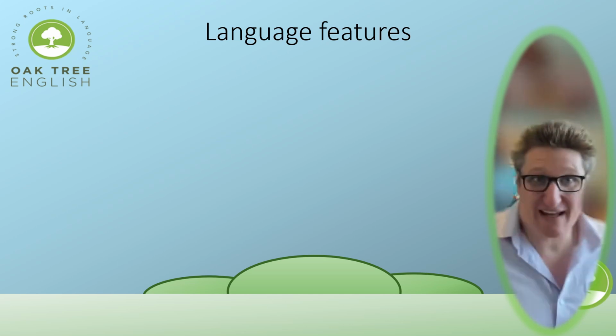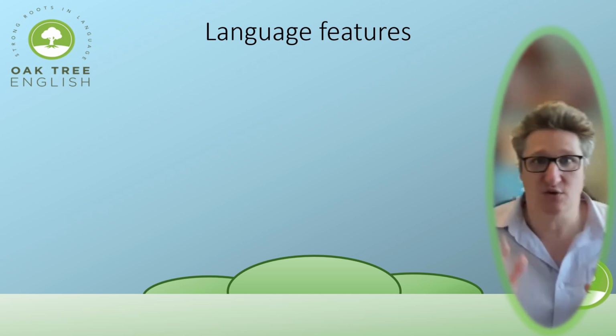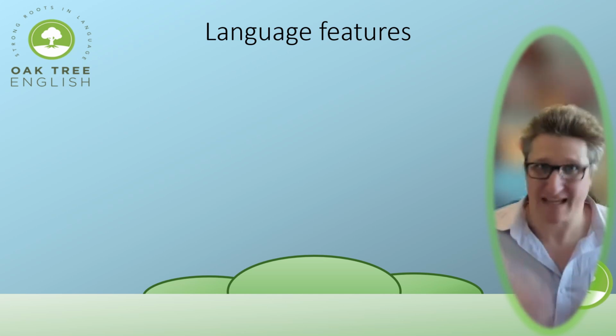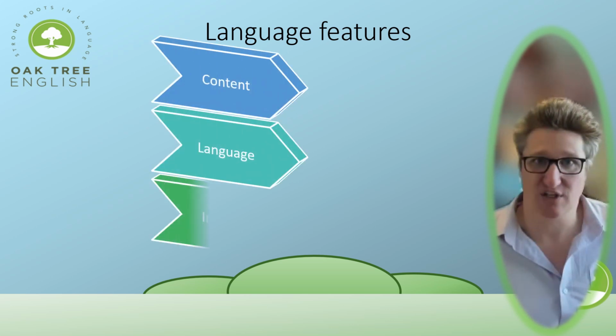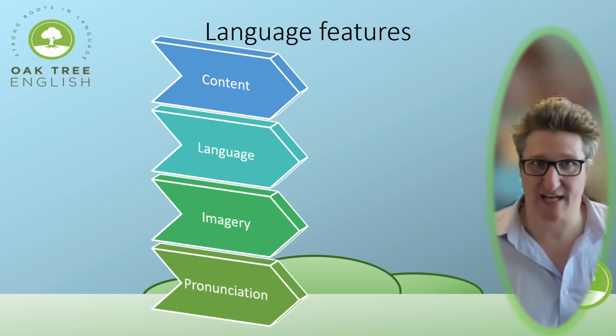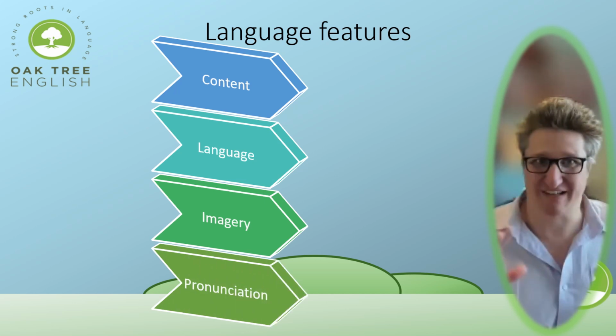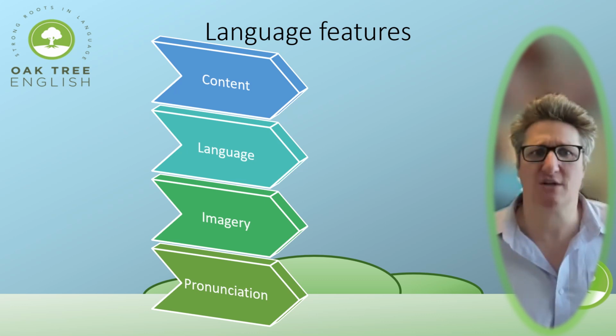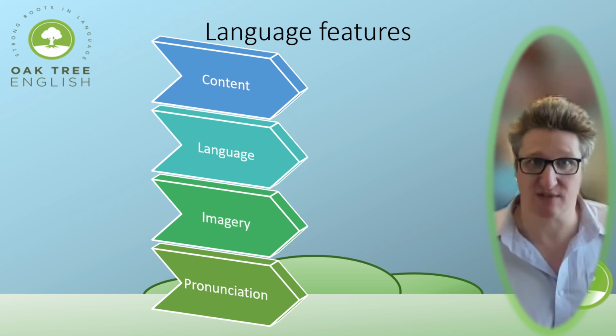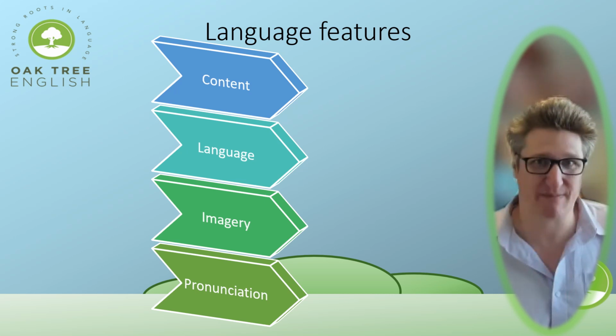Language features. Now, here we go. You can go a little bit crazy here. Language devices can be divided into content, language, imagery, and pronunciation. And in each category, there are appropriate devices to use in talks. You've got much more scope to use devices when using informal language. So make sure you make full use of your repertoire.